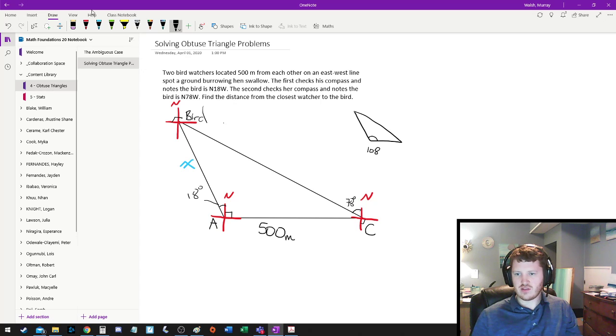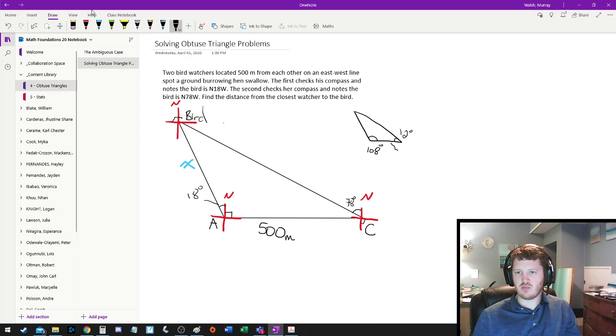If we wanted to find this angle, from north to west is 90. We've already gone 78, so how much is left? 90 minus 78, this is going to be a 12-degree angle. Okay, now with this triangle, and we know that this length is 500, we now have an angle-side-angle triangle, and we know that this can be solved fully.